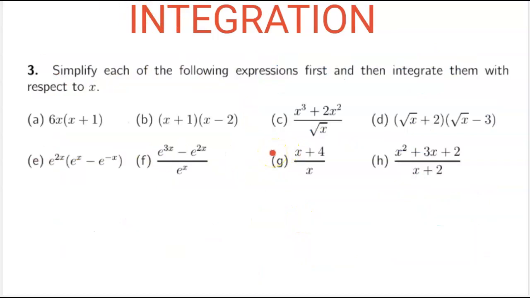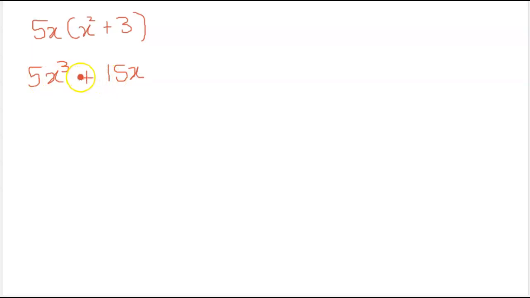Okay, now sometimes the expressions are not very simple, so you need to first simplify them and then work with them. For example, let's have a look at if you are given, let's say, 5x times x square plus 3. First, you need to multiply these inside. That will become 5x cube plus 5x times 3 is 15x. Once you simplify, then you integrate.